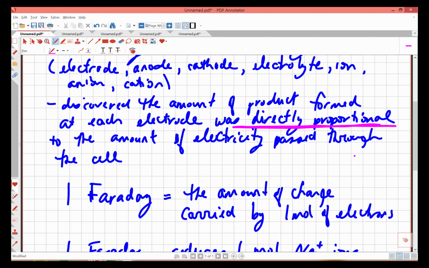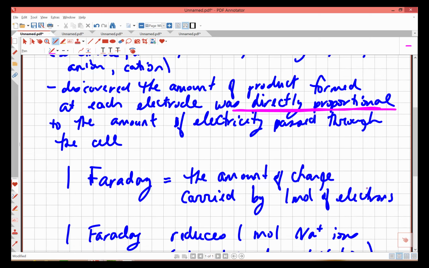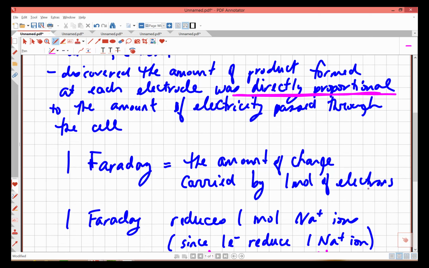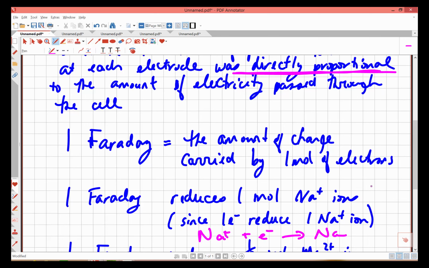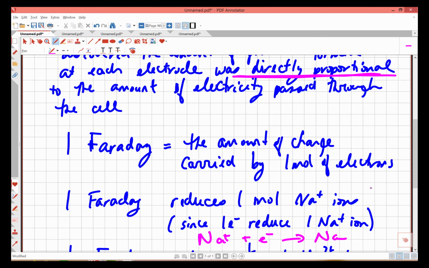So 1 Faraday, if we have 1 mole of electrons, we could reduce 1 mole of sodium ions, right? Because each sodium ion needs 1 electron to become pure sodium. So if we have a mole of electrons, we can reduce a mole of sodium ions. And in pink here, I had written this reduction reaction.